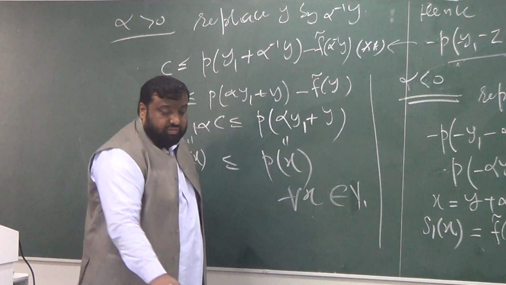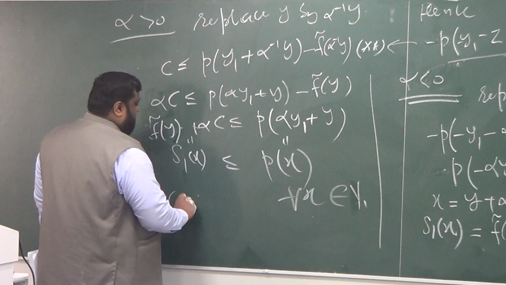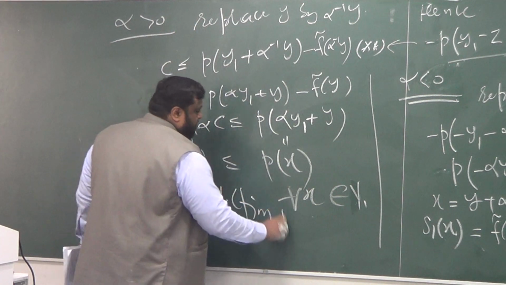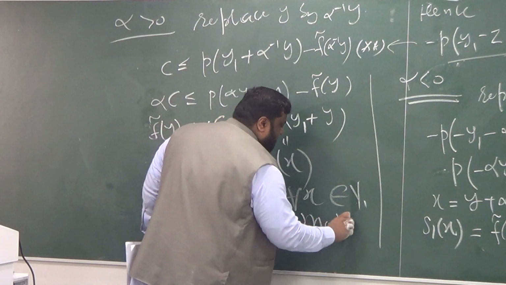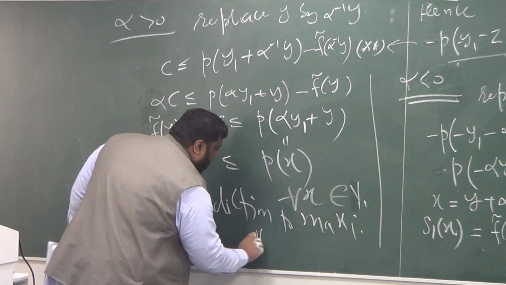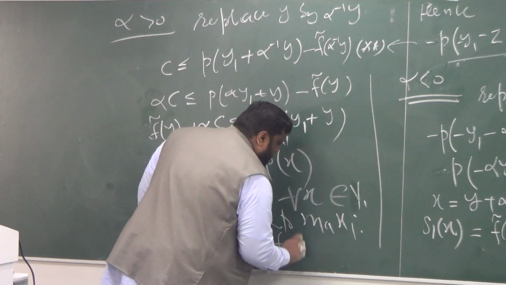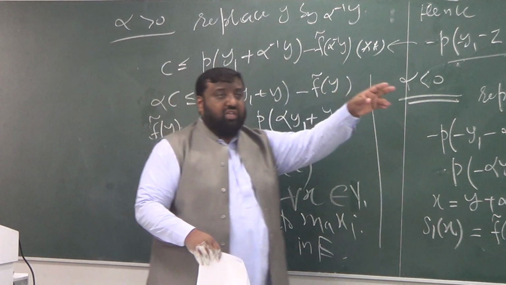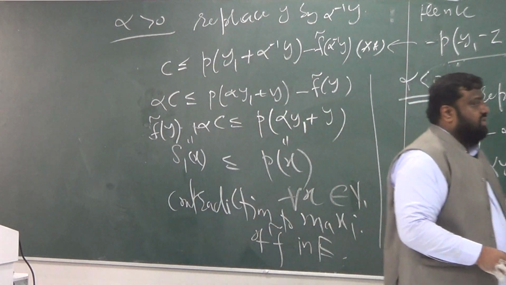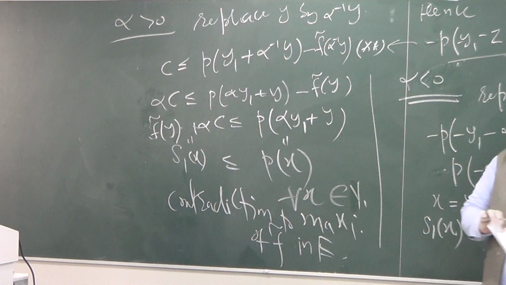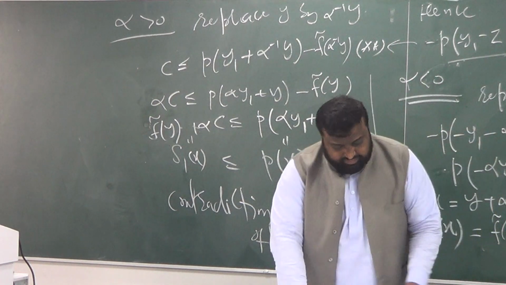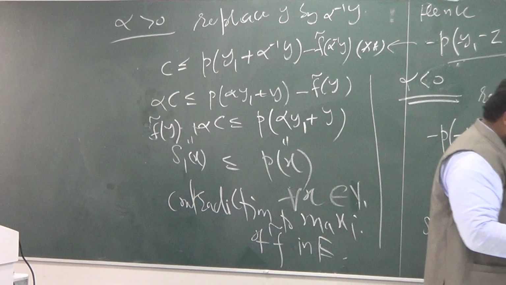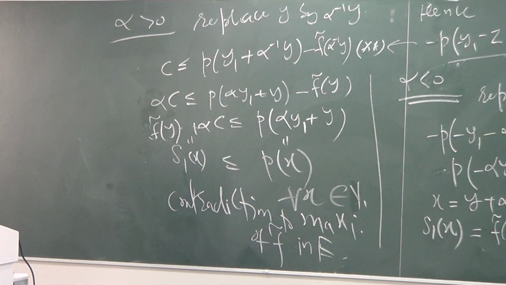And that's a contradiction to the maximality of f tilde, because g1 belongs to E now. That's it. Okay? It's not difficult. Just pretty simple.